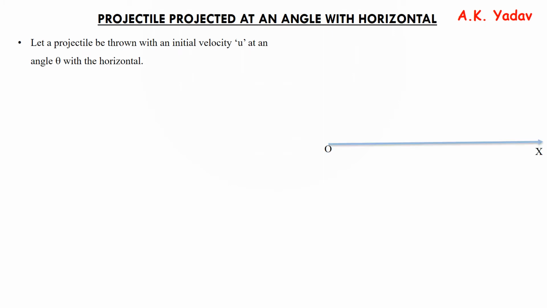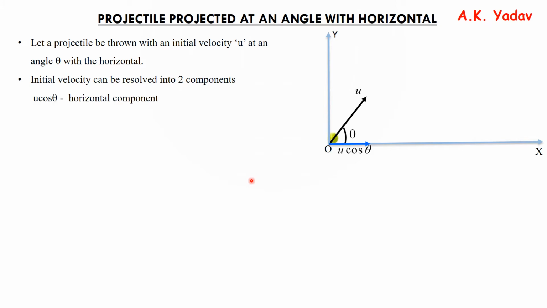Now we will study about a projectile projected at an angle with the horizontal. So let a projectile be thrown with an initial velocity u at an angle theta with the horizontal. So the ball is our projectile which is thrown with an initial velocity u making an angle theta with the horizontal. Now u can be resolved into two components, u cos theta which is the horizontal component and u sin theta which is the vertical component.